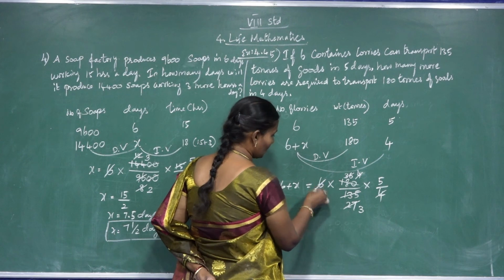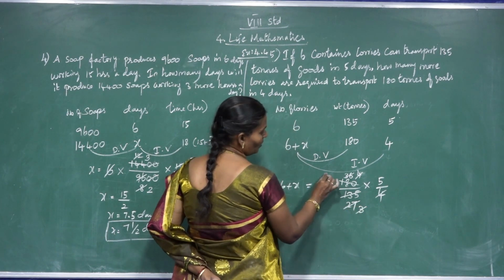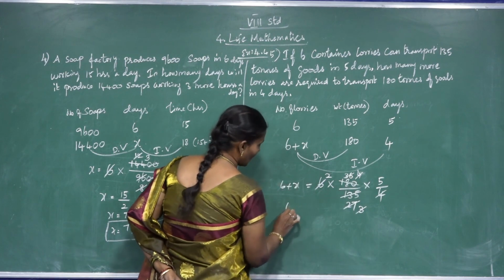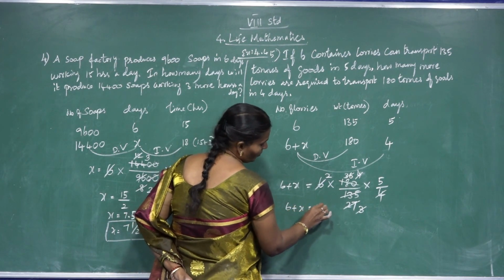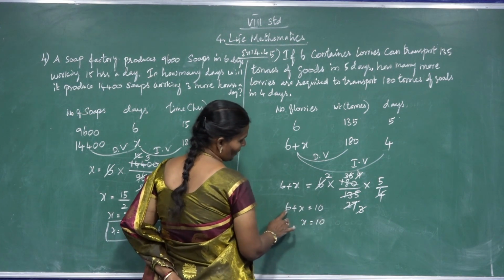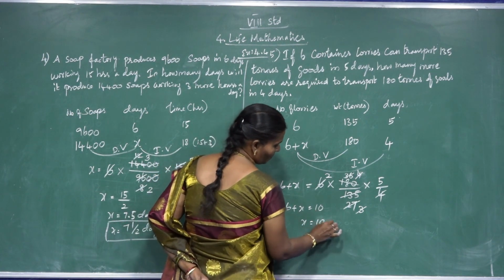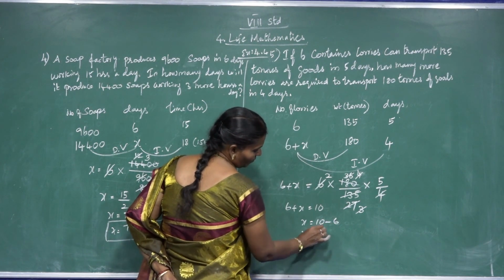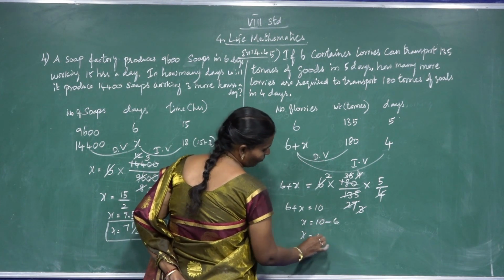Here cancel with the third table. So 2 times. So 2 5s are 10. 6 plus x is equal to 10. Then x is equal to 10, this plus 6 moves to the right side. That becomes negative. So minus 6. So x is equal to 10 minus 6 is 4.